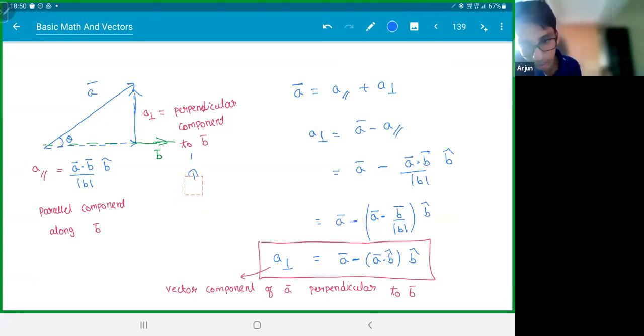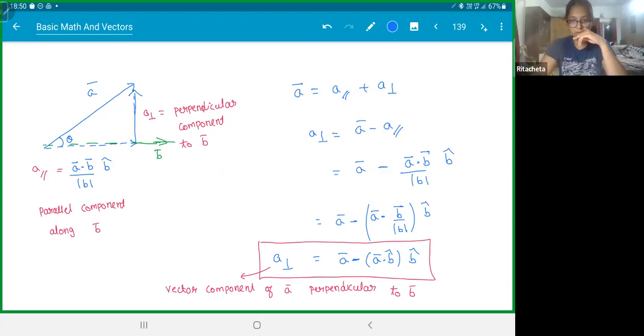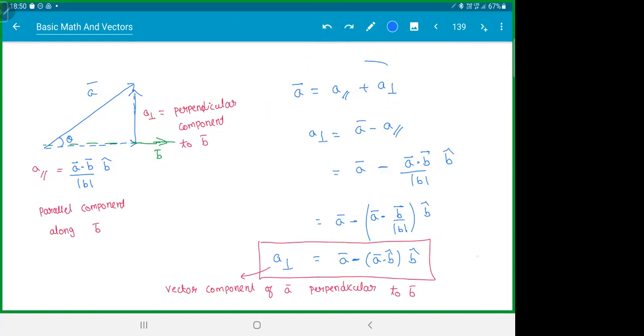Can you explain how you came down to that A perpendicular, A bar minus, that component? This thing here: B bar by mod B bar is what? B cap, right? That's the definition of a unit vector. What is a unit vector? A vector with magnitude 1. So if you take a vector and divide by its own magnitude, what will happen? It becomes a unit vector. Oh yes, I got it now.